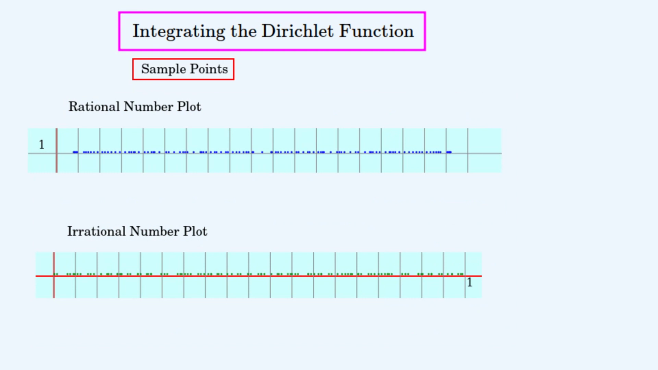This is a plot of all the points on the number line. We can see here that there are rational and irrational points in each of the intervals, so that the infimums will all equal 0 and the supremums will all equal 1.